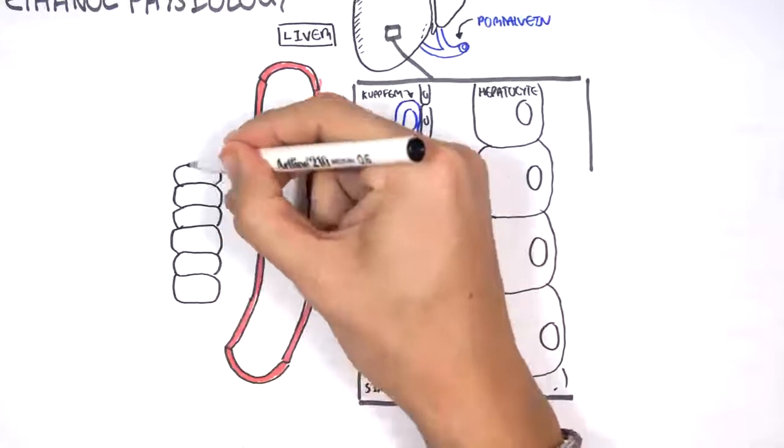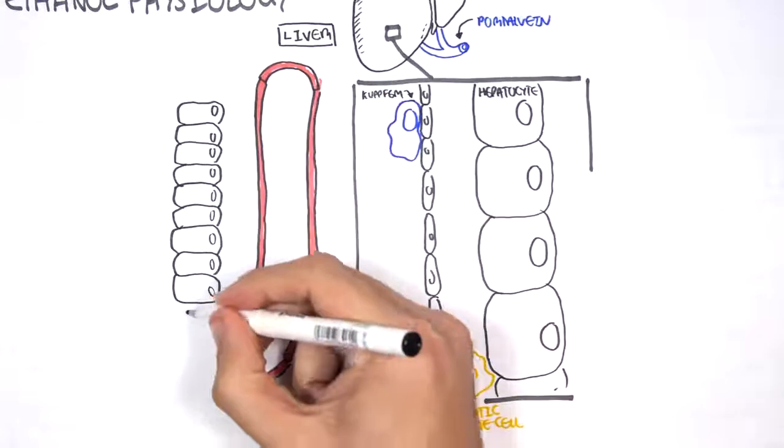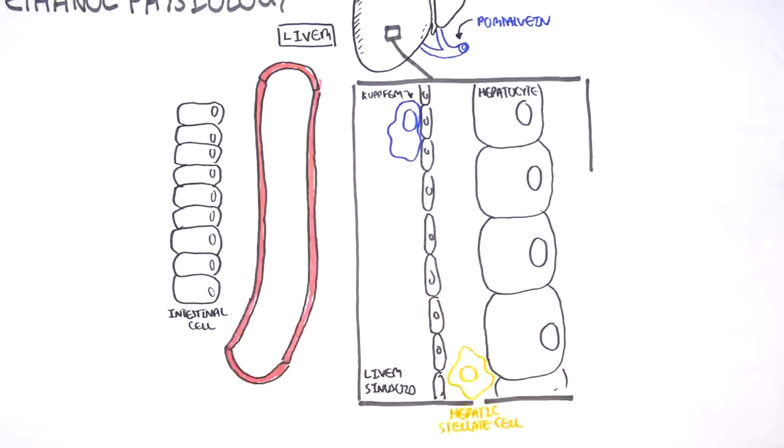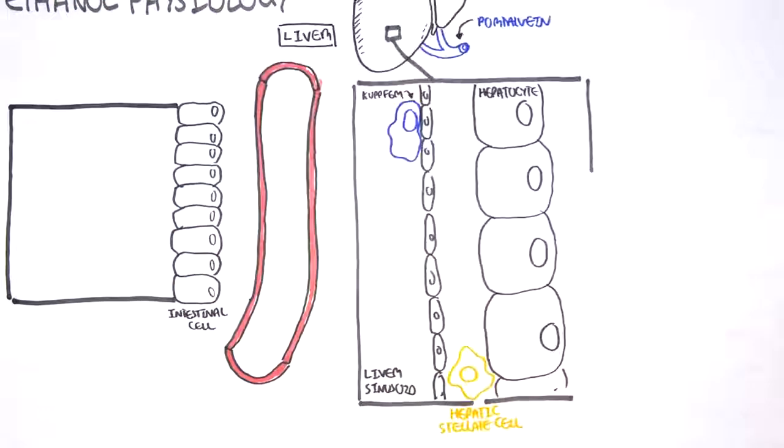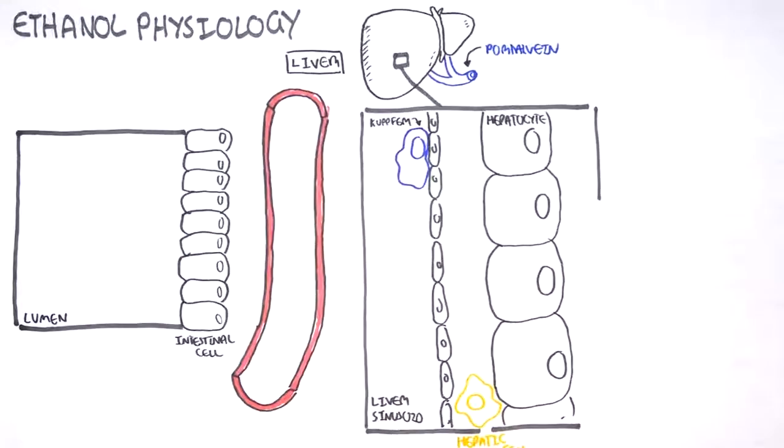Here are your intestinal cells. Intestinal cells of the stomach and the small intestine, for example. And here is the lumen. And on these intestinal cells, there is mucus. And mucus is a barrier. It's a barrier from microbes and stuff like that.